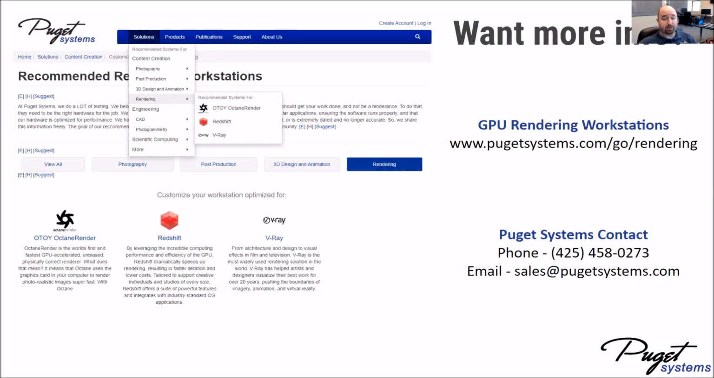I know Octane does. That's one of Octane's big things, and they've actually increased the number of GPUs you can have working on a single thing, even across networked systems.